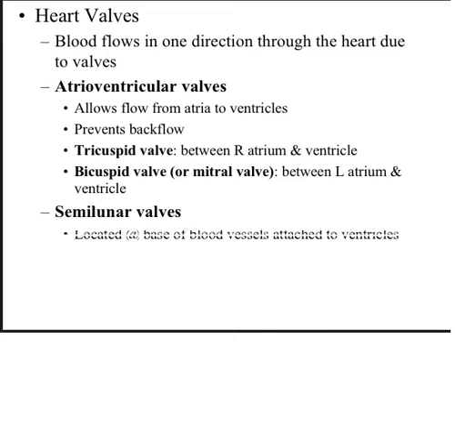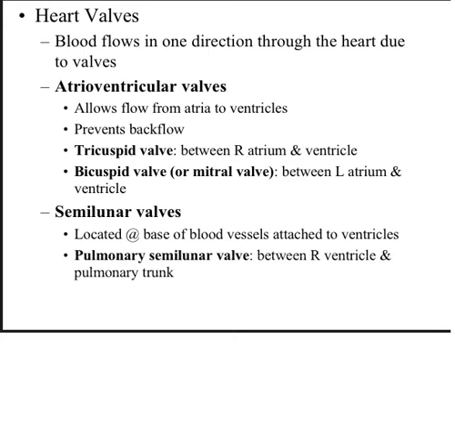The semilunar valves are located at the base of blood vessels attached to the ventricles. The pulmonary semilunar valve is between the right ventricle and pulmonary trunk, while the aortic semilunar valve is between the left ventricle and the aorta. And again, the term lunar comes from moon-shaped.